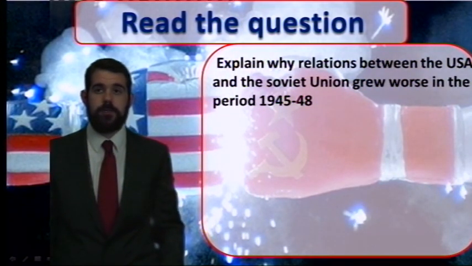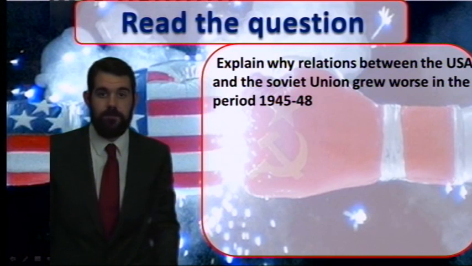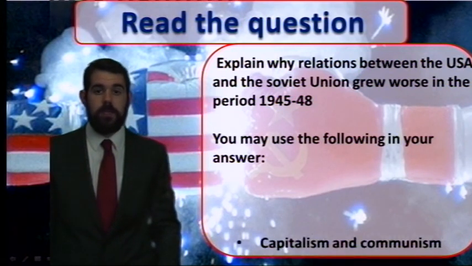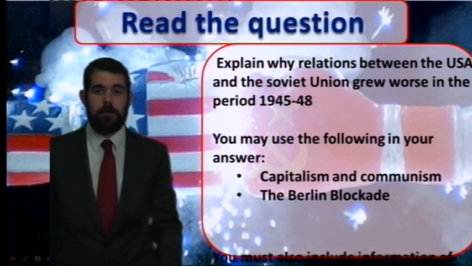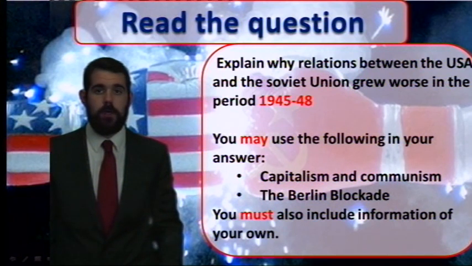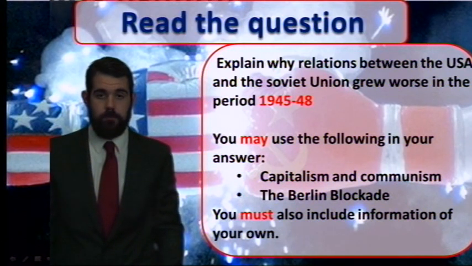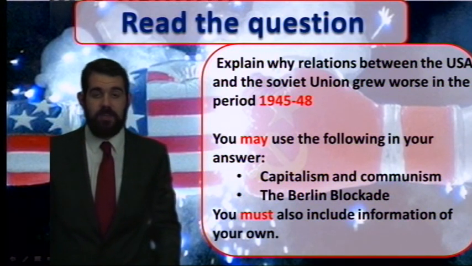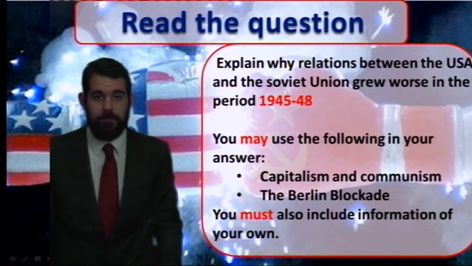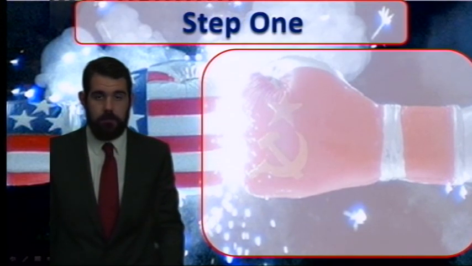Explain why relations between the US and Soviet Union grew worse 45 to 48. You may use capitalism and communism, Berlin blockade. You must use your own. Look at the language and look at the dates. You may use those 2 bullet points, you don't have to, but you must add something of your own to get good marks, and stay focused on the dates. If you're talking about things outside of the dates, you're not getting marks.